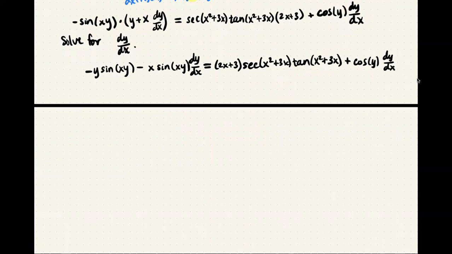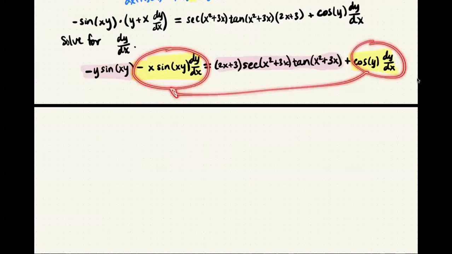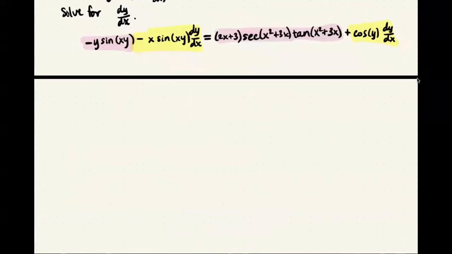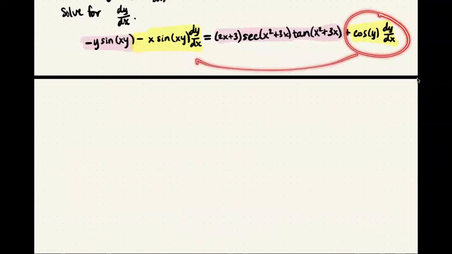Okay, so I have two terms here that have a dy/dx next to them, and I have a bunch of other terms that, oh, I guess it's just two, it just looks like a lot. I have two other terms that don't have dy/dx's. I'm going to get all the dy/dx terms on the left side, and I'm going to put all the stuff that doesn't have dy/dx on the right side. So I need to add and subtract stuff, kind of like you're solving equations for variables. I'm just going to move stuff around. So let's subtract cosine y dy/dx from both sides.